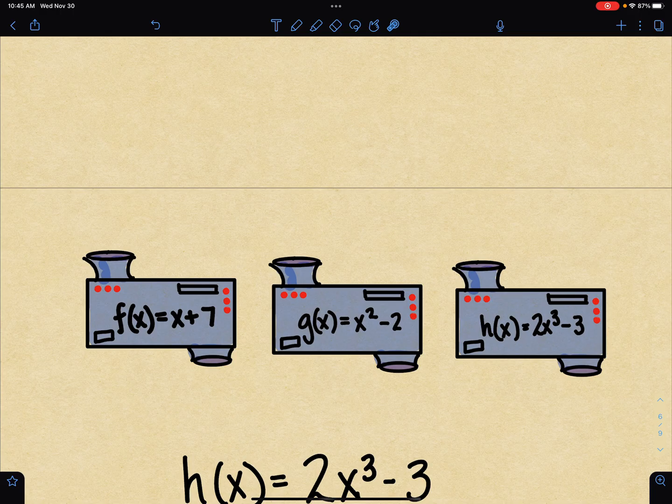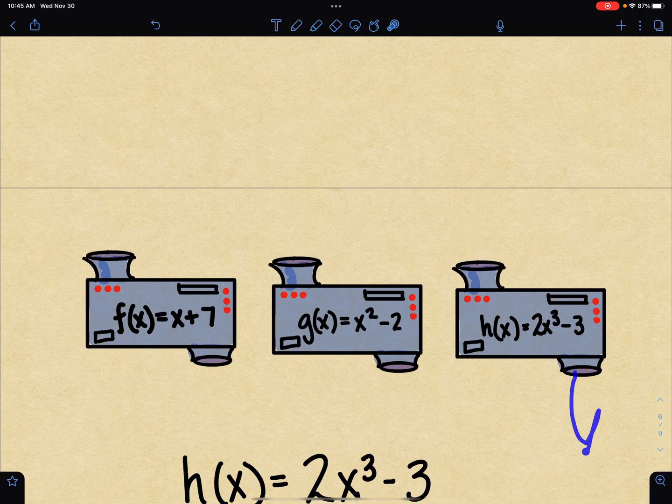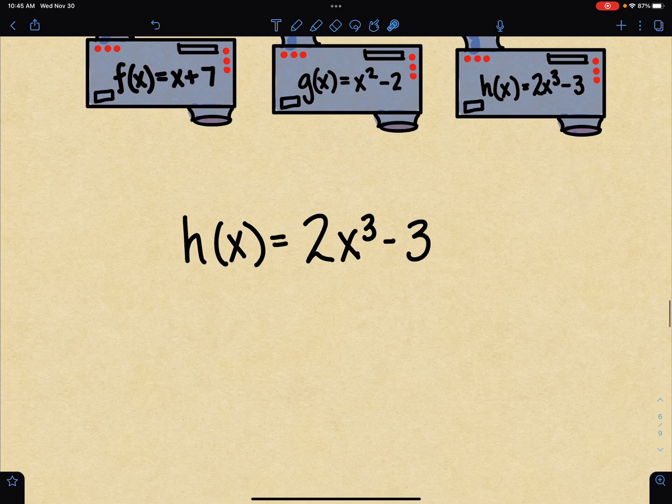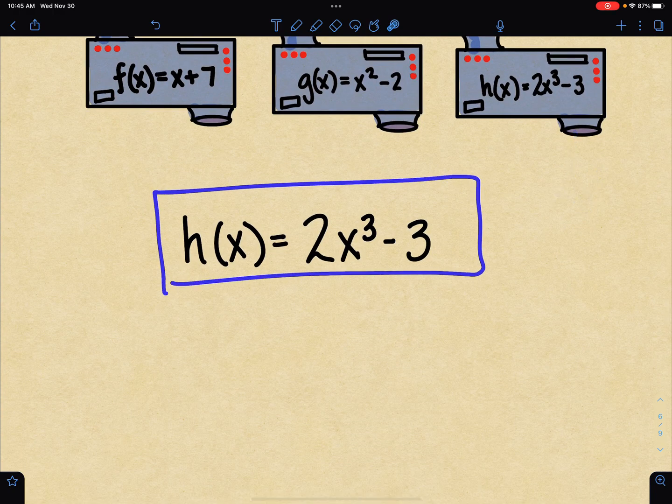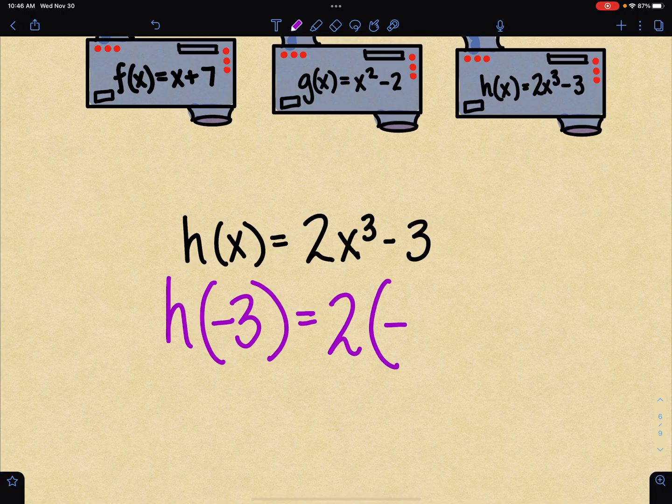So for example, if you take a -3, which machine are we going to put it into? We are going to put it into this machine. If you put it into the h of x machine, or the h function, you're going to get one answer spit out. So we would have to figure out what that is. It would be written like this: the function h of x, where x is equal to -3. The way you write that mathematically, you would say h of -3, because that's the number you're plugging in, or putting into the machine, 2 times -3 cubed minus 3.